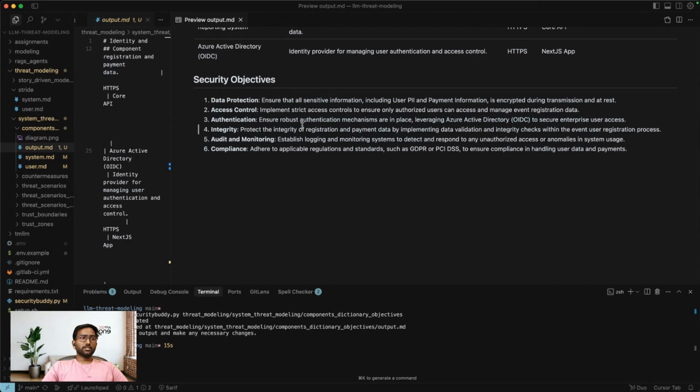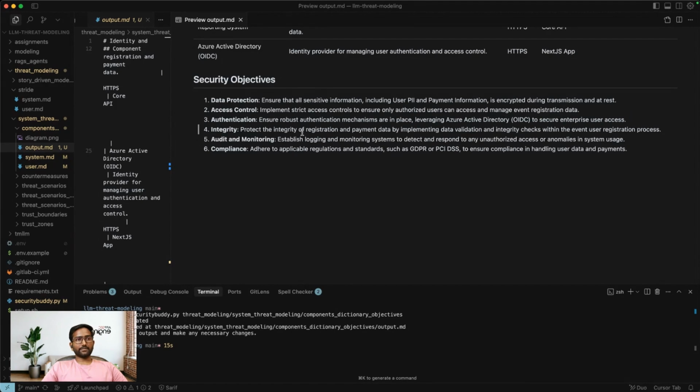Authentication. Ensure robust authentication mechanisms are in place, leveraging Active Directory. I think this is definitely a miss because we already have AD in place and OIDC is being leveraged. Therefore, authentication becomes less of a security objective and more of a design virtue that we already have in place.